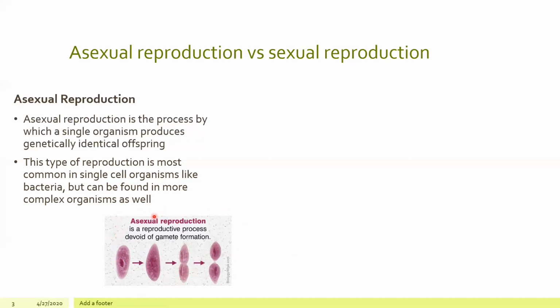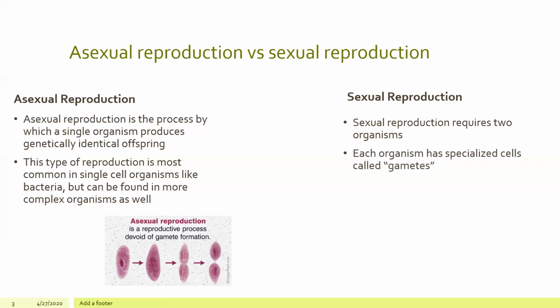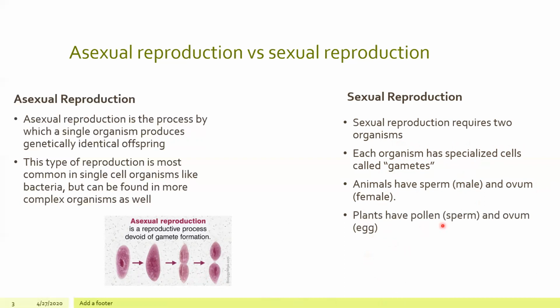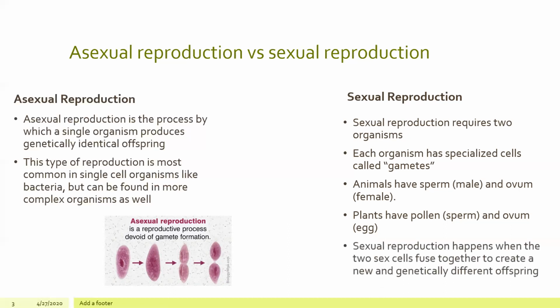And so asexual reproduction is a reproductive process devoid of gamete formation. And we're going to talk about gametes in a second. So let's talk about sexual reproduction. Sexual reproduction requires two organisms, right? So it requires a male and a female, and each organism has specialized cells or sex cells called gametes. So animals have sperm and ovum, male and female, and plants have pollen, which acts as sperm, and ovum and eggs. And a lot of times in plants, the ovum is fruit. So it's usually what we eat, right?